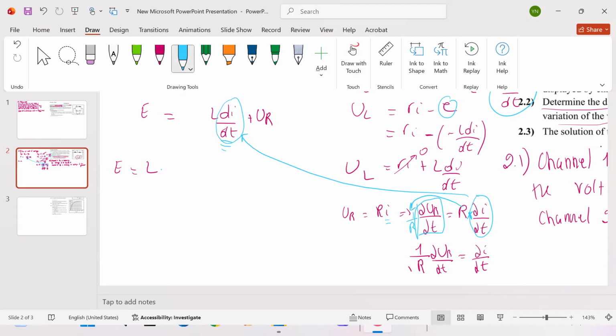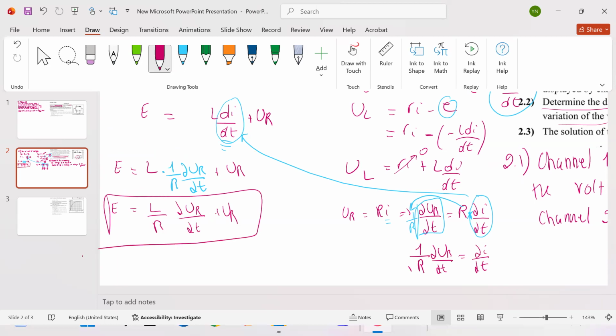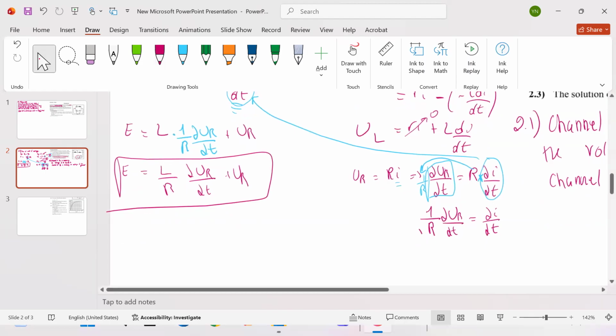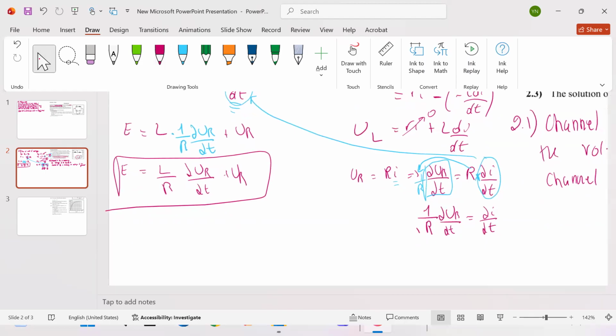Instead of the I over the T, we will be putting 1 over R dUR over dt, and I solved my problem because the whole differential equation is about UR. So E equals L over R dUR over dt plus UR. And this is my differential equation that I'm asking for.